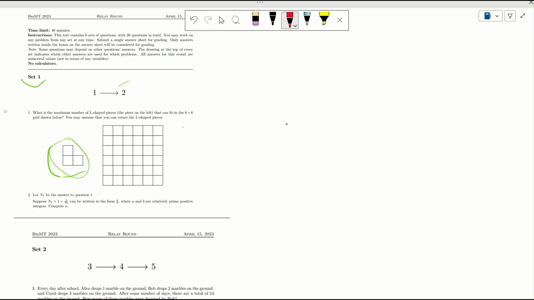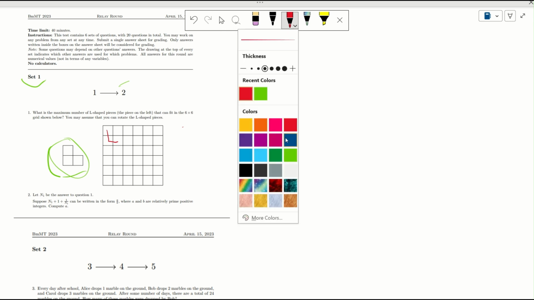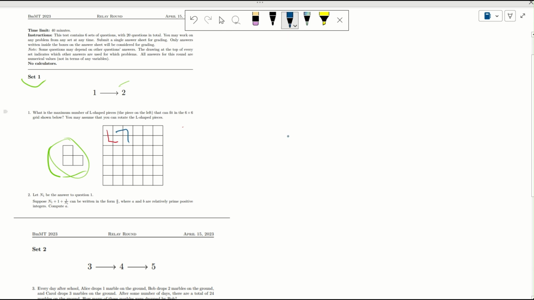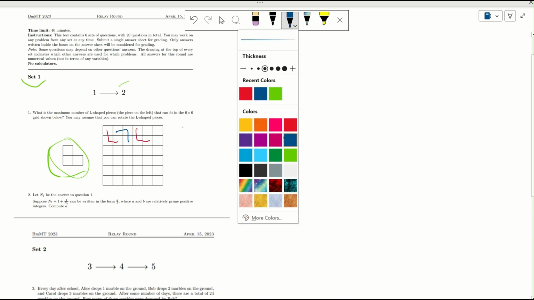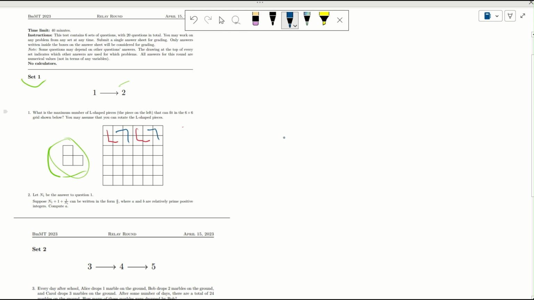To do this, I'm going to start with something like this. This is one L shape. Then for the second one, I'm going to do something like this, and then again this, and for the last one, something like this. As you can see, for the first two rows, I'm going to fit 4 L-shaped pieces. You can imagine I'm going to do the same thing for the second two rows and the third two rows. So if you consider everything, in total, you are going to have 12 L-shaped pieces fitting in this 6x6 configuration.